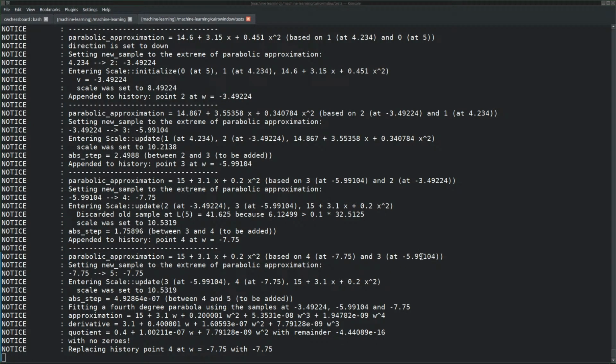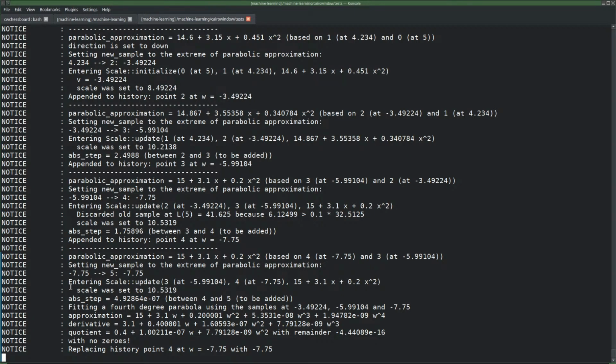So parabolic approximation, the same as what we had before. Now it prints it up here. Yeah, so we've recalculated parabolic approximation, and then we're going to set a new sample to the extreme of the parabolic approximation. Therefore, it changes from that to that, which is just not moving at all.